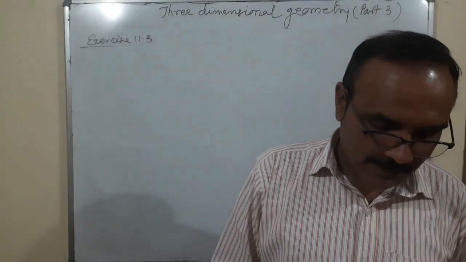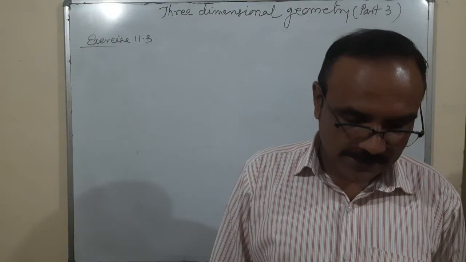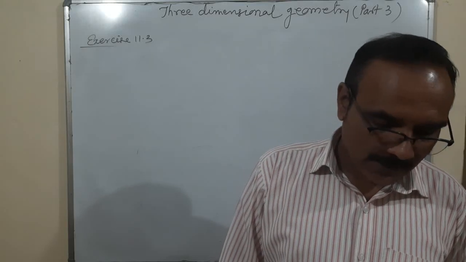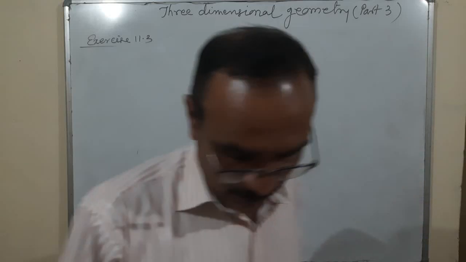Seventh question: find the intercept cut of the plane 2x plus y minus z is equal to 5. Intercept cut of the plane. Let us see the seventh question.